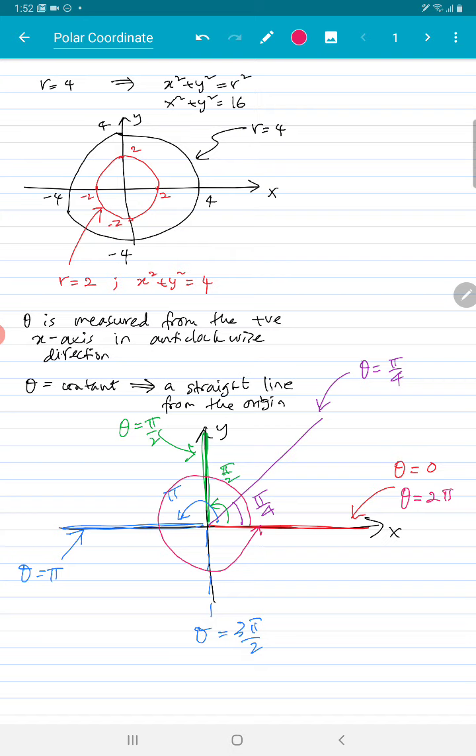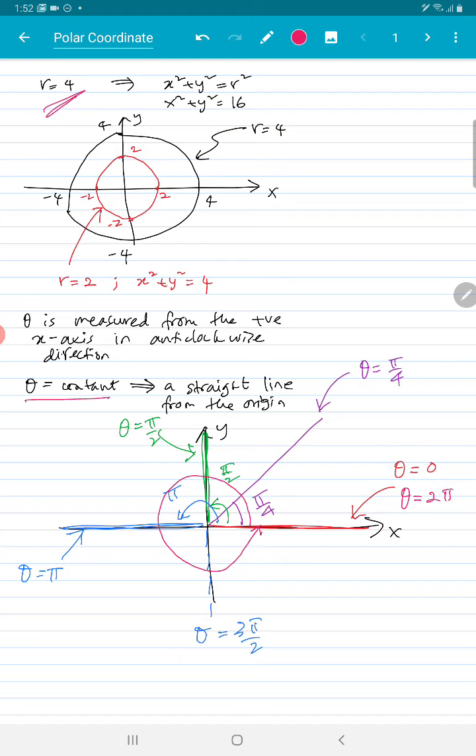So remember, if r is a constant, what you have is a circle, the same radius as that constant, and the center of that circle is at the origin. But if you have theta equals a constant, what you have is a straight line that starts from the origin, and the straight line has an angle between the positive x-axis with the same constant there.